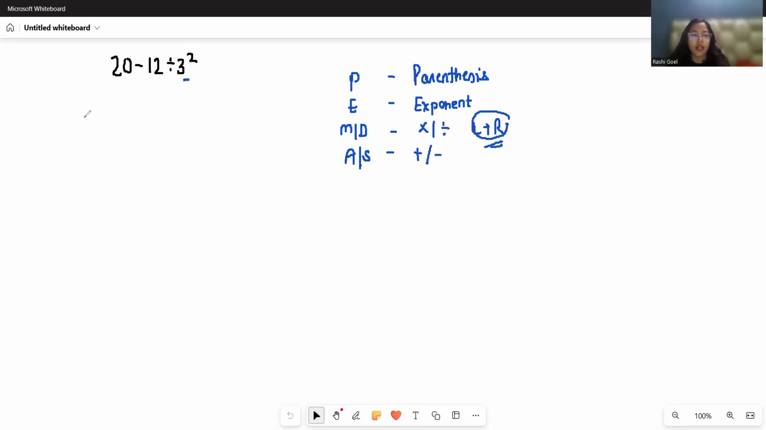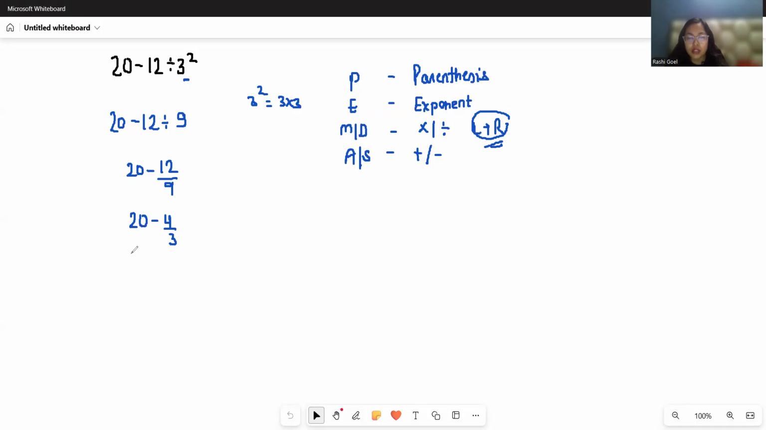So first solve the exponent. So 20 minus 12 divided by 3 square, and 3 square is 3 multiplied by 3. So we can write 9. Now we have subtraction and division. So we have to give priority to division. So 20 minus 12 by 9 is 4 by 3.